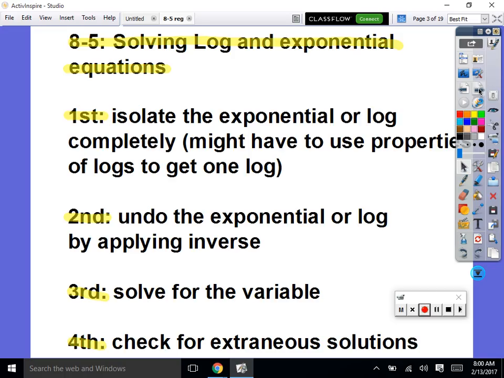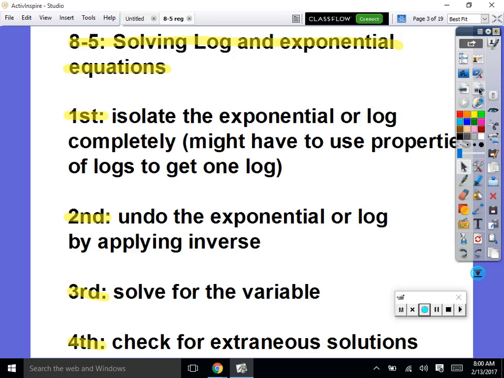So then after you've done that, the second thing you're going to do is, now that you've got the exponential or logarithm alone, undo the exponential or undo the logarithm by applying the appropriate inverse. So what undoes base 2? Log to the base 2. What undoes log to the base 2? Base 2. So we'll undo the exponential or logarithm. And then, once you've undone it, you can simply solve for the variable, solve for x, using just simple algebra.